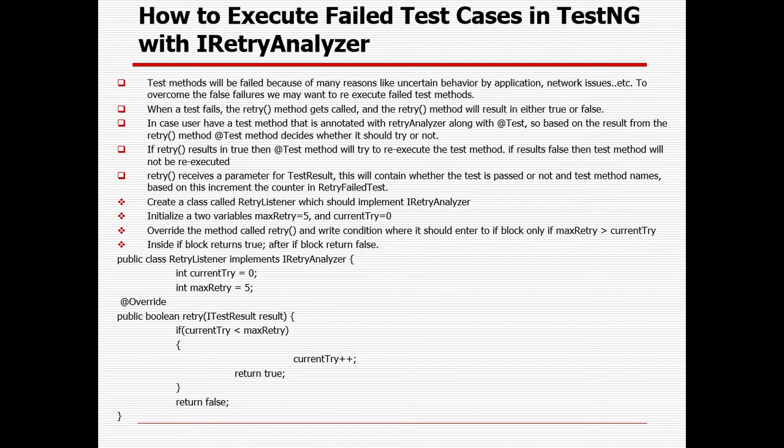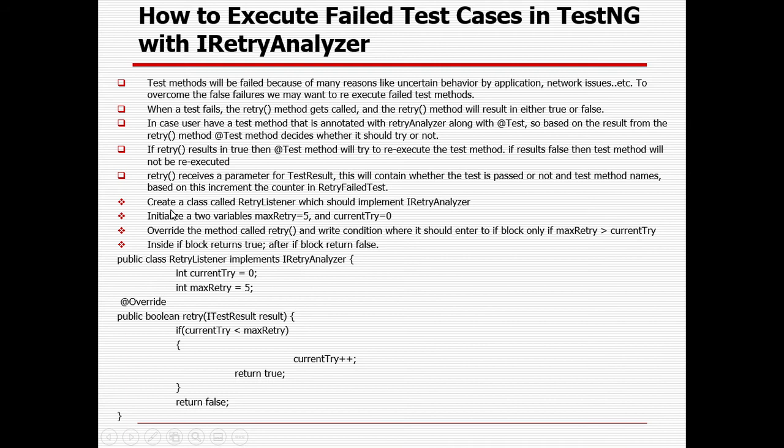So retry receives a parameter for test result. This will contain whether the test is passed or not, and the test method names based on the increment. The counter is retry failed test.